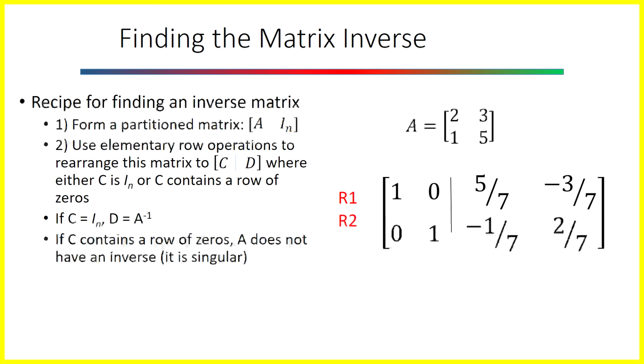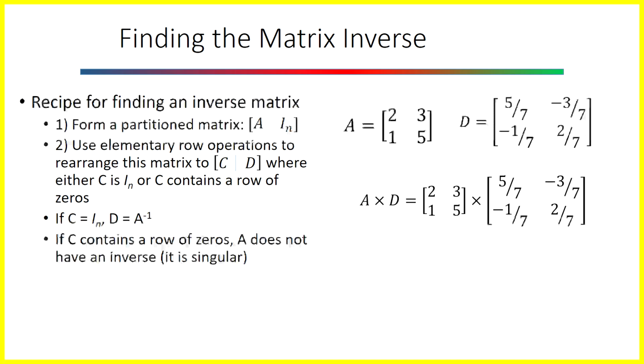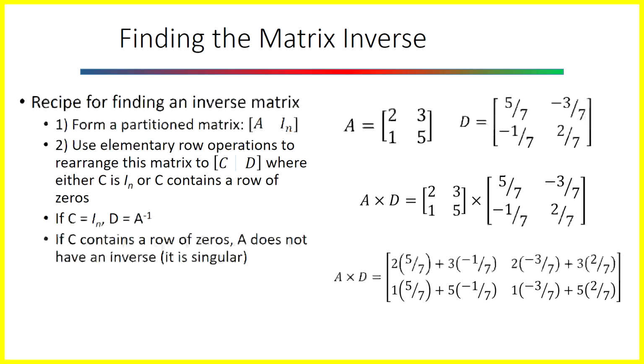Let's check and make sure that this actually works. To make sure that D actually is the inverse matrix for A, let's multiply them together. The first element will be 2 times 5/7 plus 3 times -1/7, so that is equal to 1. The second element will be 2 times -3/7 plus 3 times 2/7, so that is equal to 0. The third element is 1 times 5/7 plus 5 times -1/7, so that is equal to 0. And the final element is 1 times -3/7 plus 5 times 2/7, so that is equal to 1.